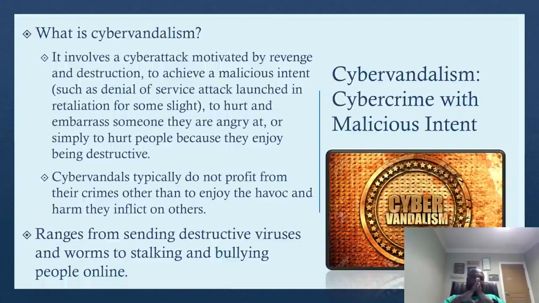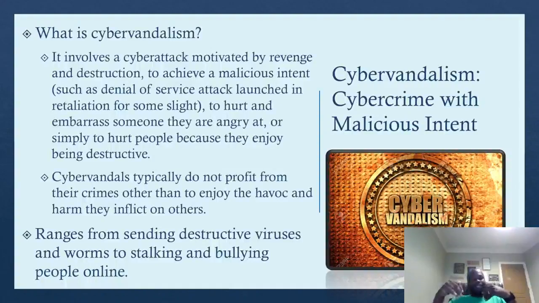So we talked about cyber theft. Let's talk about cyber vandalism. Cyber vandalism involves a cyber attack motivated by revenge and destruction to achieve malicious intent. It's designed to hurt, embarrass someone they're angry at, or simply hurt people because they enjoy being destructive.